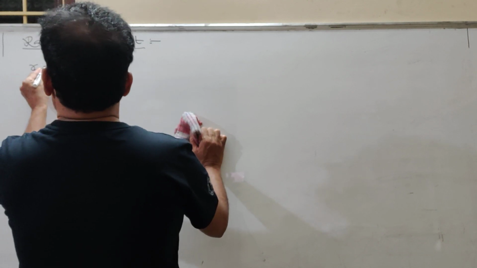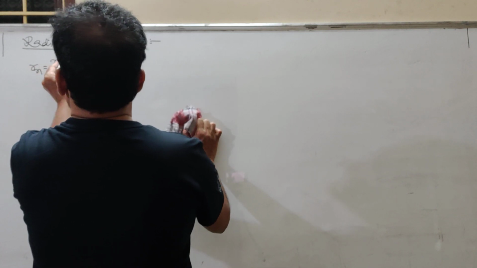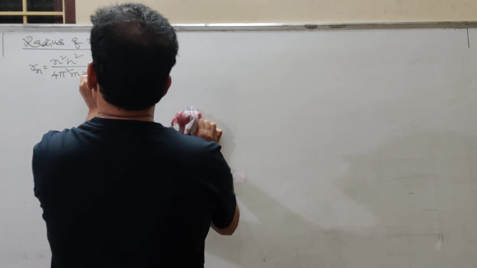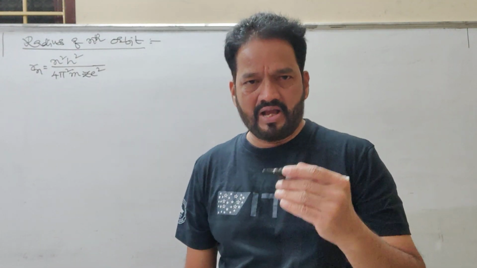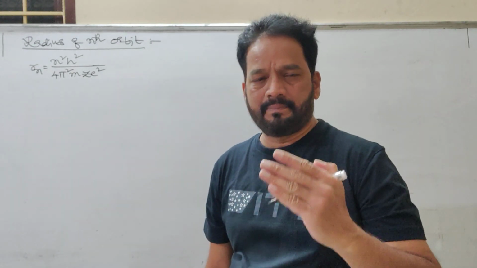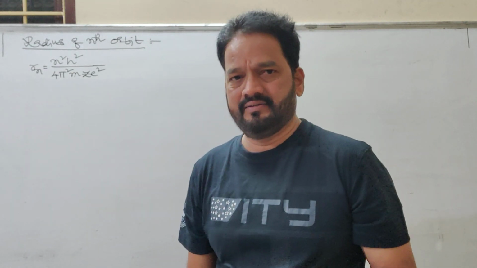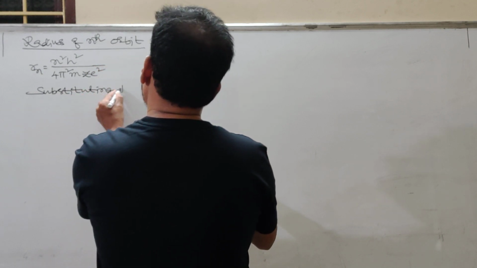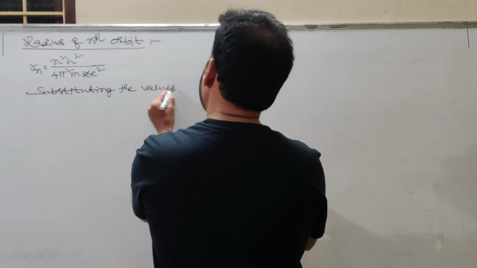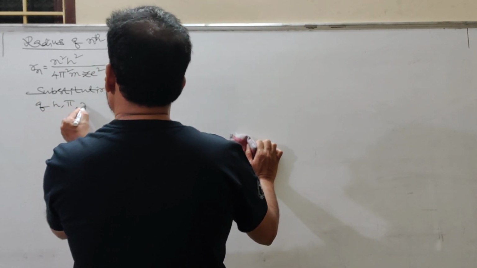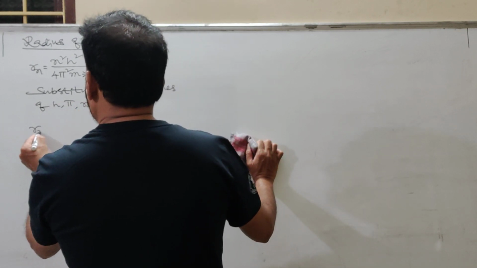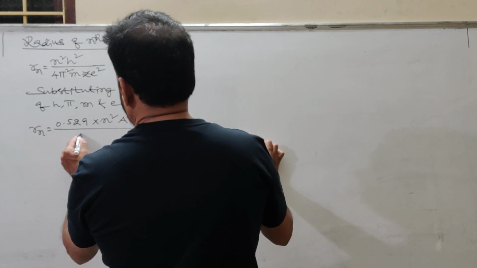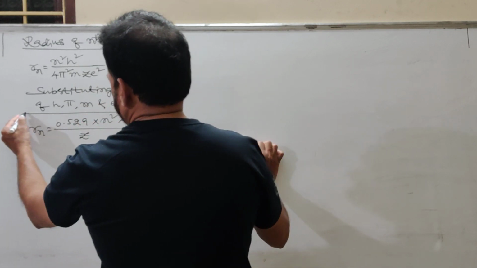So, Bohr has given Rn is equal to n square h square by 4 pi square m Z e square. Substituting the values of h, pi, m and e, we get Rn is equal to 0.529 into n square angstrom by Z. So this is the equation we get.